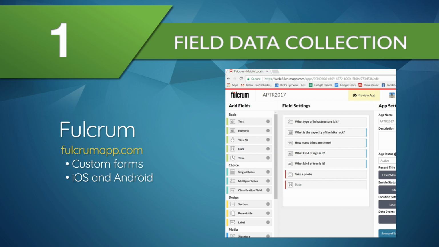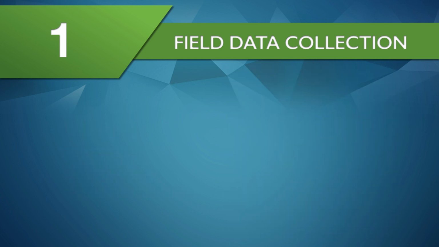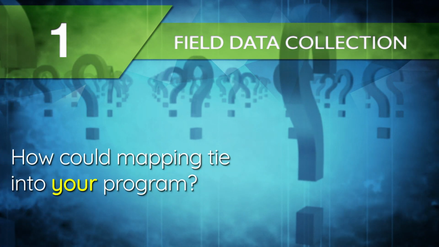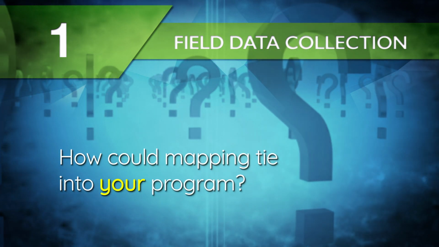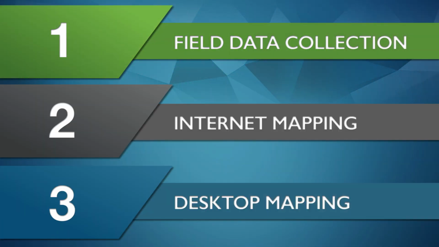The Community Health Maps approach focuses on using free and low-cost tools. In fact, Fulcrum is the most expensive component we will demonstrate, but it is less than $20 a month as of the time this training was created. A 30-day free trial period is available. This would be a good time to begin thinking about how mapping could tie into your program or research.